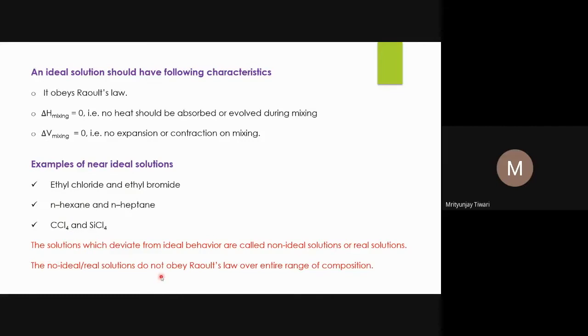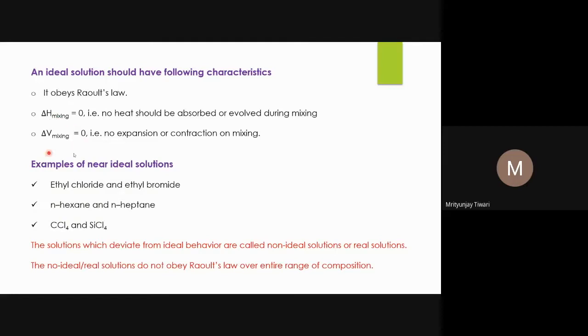The solutions which deviate from ideal behavior are called non-ideal solutions. A non-ideal solution is the real solution. So what does it mean? If a solution does not behave like an ideal solution, it does not follow these three rules. If a solution does not obey Raoult's law, then you can say it's a non-ideal solution. If during the formation of a solution delta H mixing is not equal to zero, it could be more than zero or less than zero.